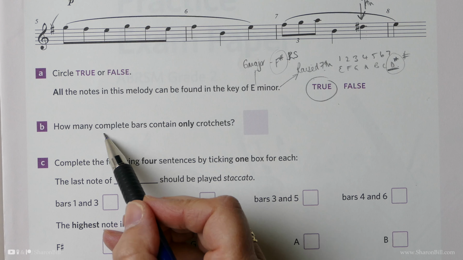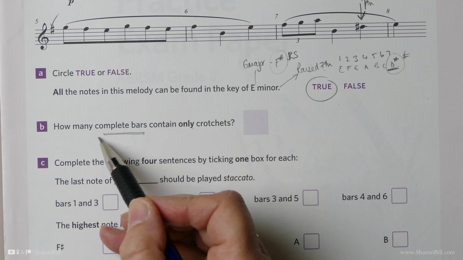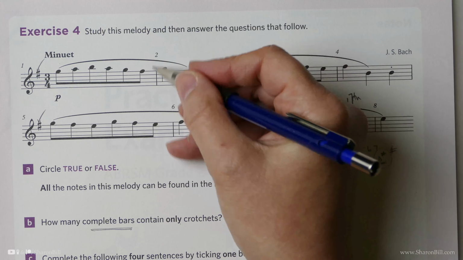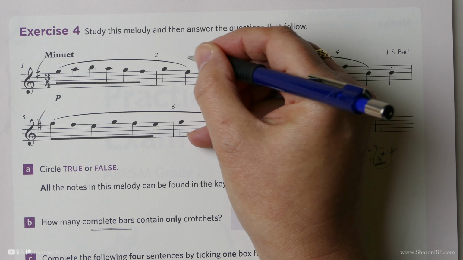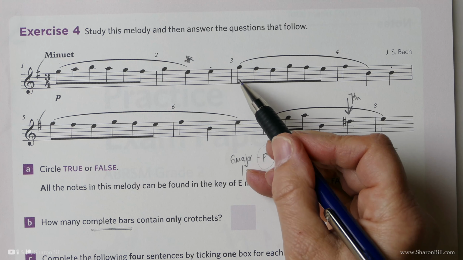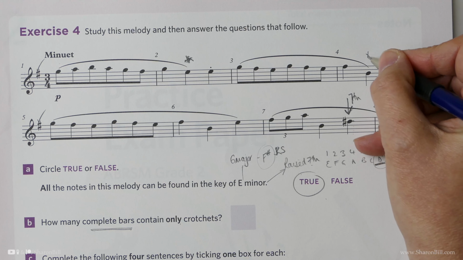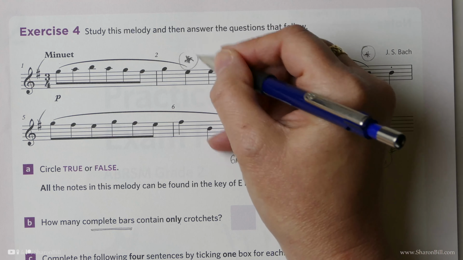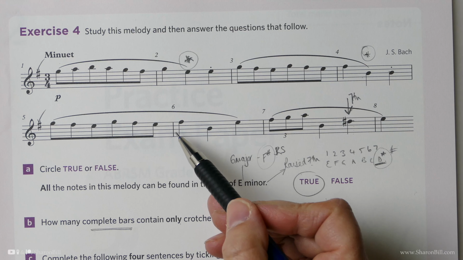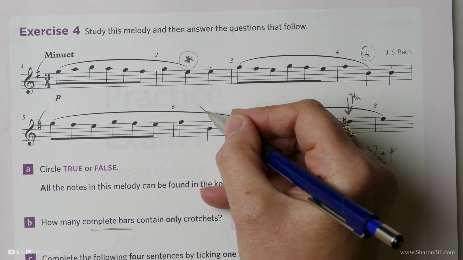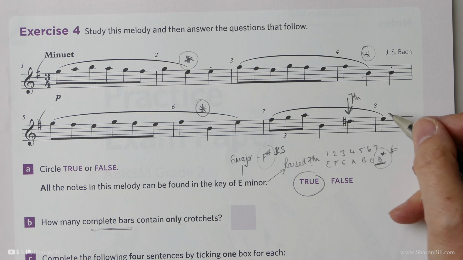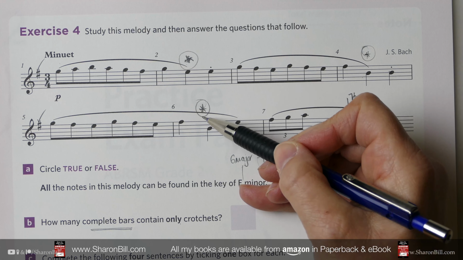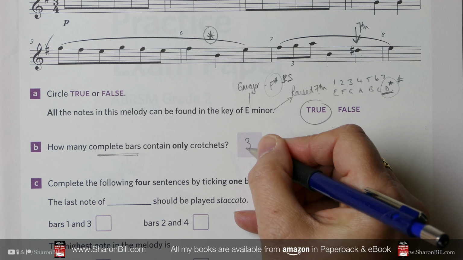How many complete bars contain only crotchets? So let's have a look. This is quavers. Here's a bar that's just crotchets, so there's one. That's quavers. Here we are, just crotchets. The fact that some are legato, some are staccato, doesn't really matter. It's crotchets nevertheless. Here, these are legato, but they are still crotchets. Now here there is a bar, but it's not a complete bar, and we're asked for complete bars. So we have 1, 2, 3 complete bars of crotchets.